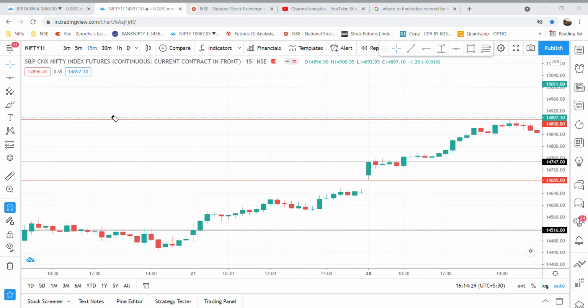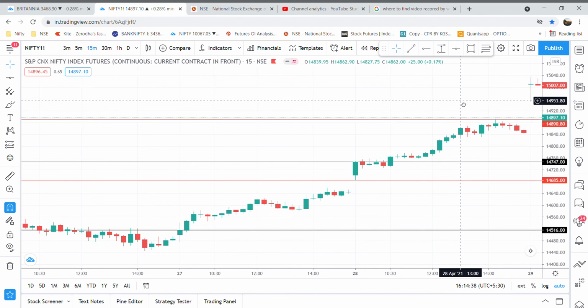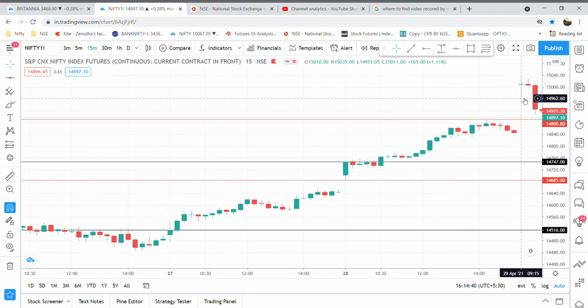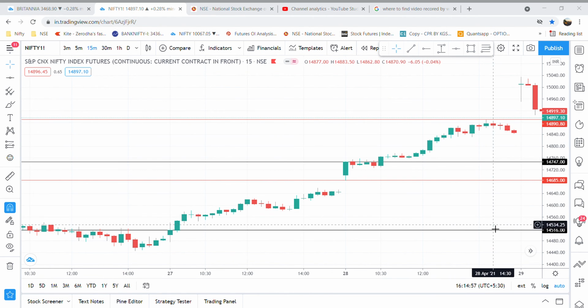So let's see what happens next. This is the 28th. We marked all our four lines on the 28th and we're waiting for the opening on the 29th. The 29th opens, and Nifty opens over here, as you can see. The opening is 15,010. It's way above all these four lines. So we would consider Nifty to be trending for that particular day.